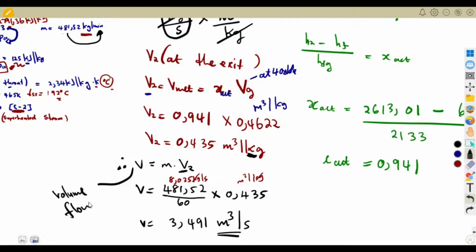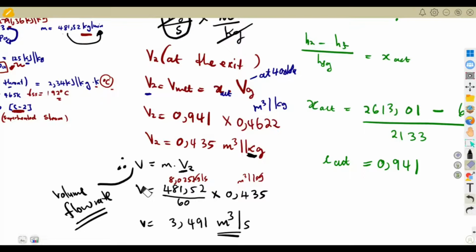Volume flow rate. So in order for you to have the volume flow rate, take a closer look at the units there. The mass times the volume. But the mass is supposed to be, because they might ask this in cubic meters per minute. If it is cubic meters per minute, that means I have to use the mass per minute as it is. But there it was cubic meters per second.